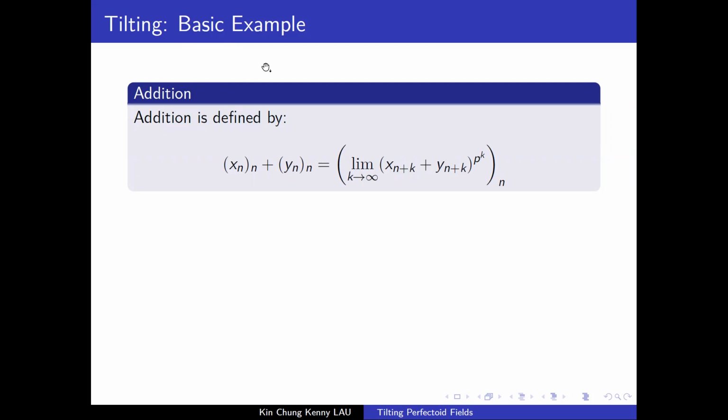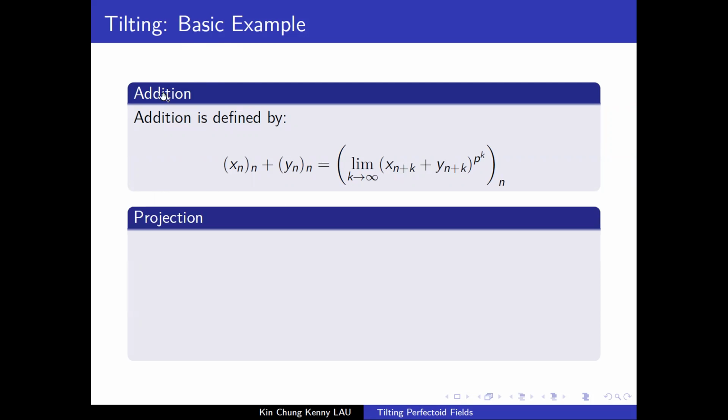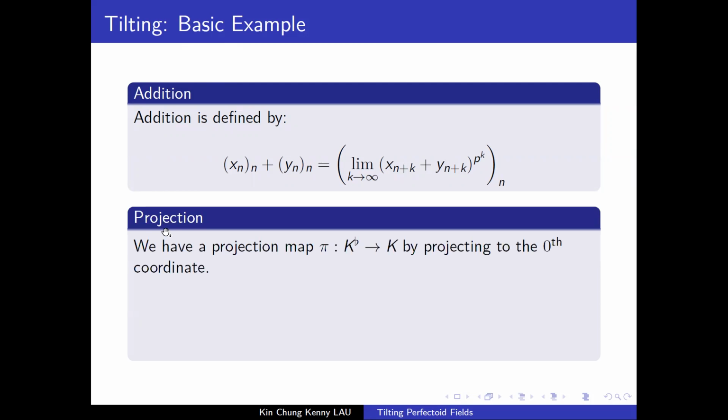So this is a basic example. Another property about tilting is this projection. If you remember, I defined the tilt concretely to be sequences of pth roots. So I can just project to the 0th coordinate, and this map will preserve multiplication. This map doesn't preserve addition, but you can sort of see what it will become using this addition formula.